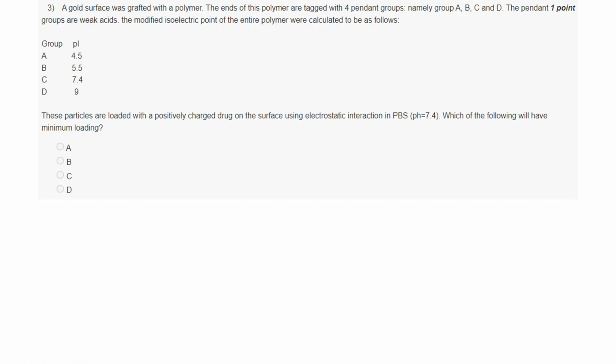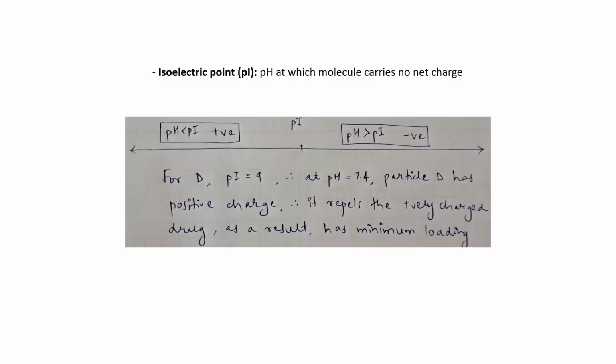Do you know the concept of isoelectric point? Yeah, a little bit. Okay. So the isoelectric point is the pH at which a molecule carries no net charge. So if your pH equals the isoelectric point, the molecule is going to have an equal number of positive and negative charges. As a result, the net charge will be 0. But if the pH of the surrounding of that molecule is more than the pI, that is the isoelectric point, the molecule will carry a negative charge. And if the pH is lower than the pI, it will carry a positive charge.